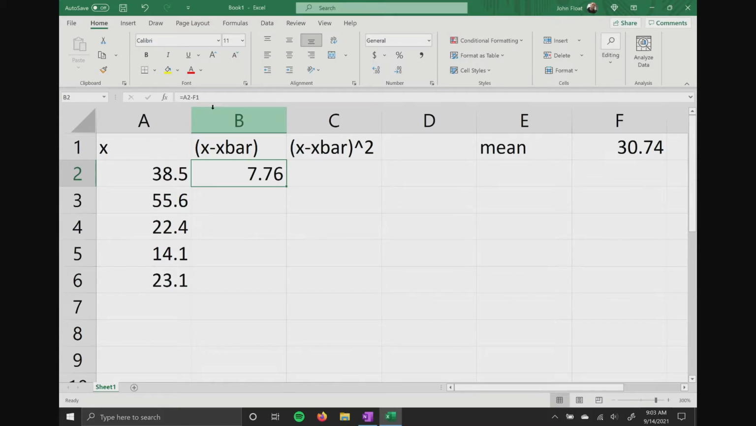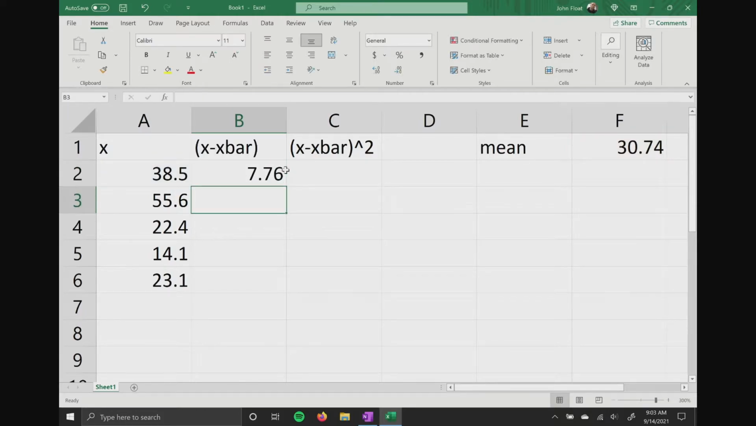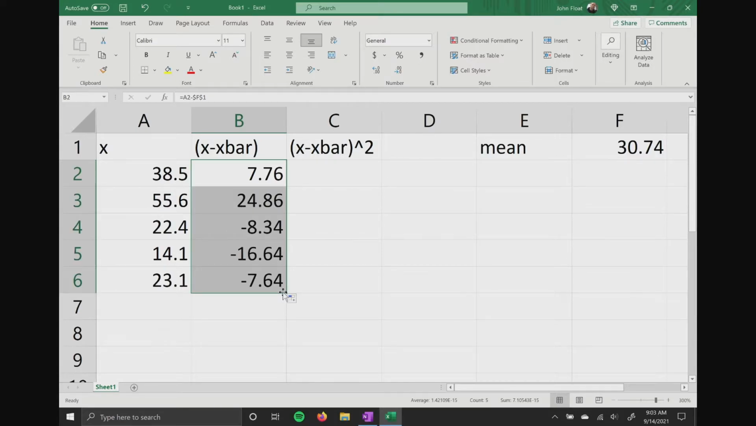In order for us to keep that 30.74 static, meaning we want to take every single one of these x values and subtract it from them, what we have to do is put a dollar sign in front of the F, and then a dollar sign in front of the 1. And now we're still going to get 7.76. However, what I just told Excel is to keep that value. And now when I scroll down, I get all the appropriate values, which is what I should get.